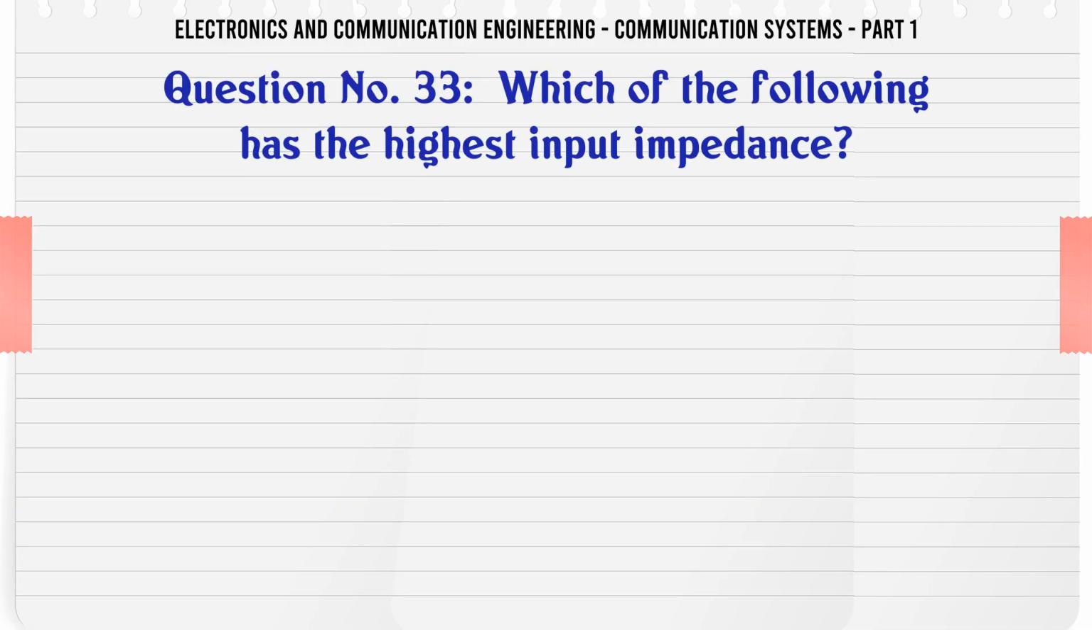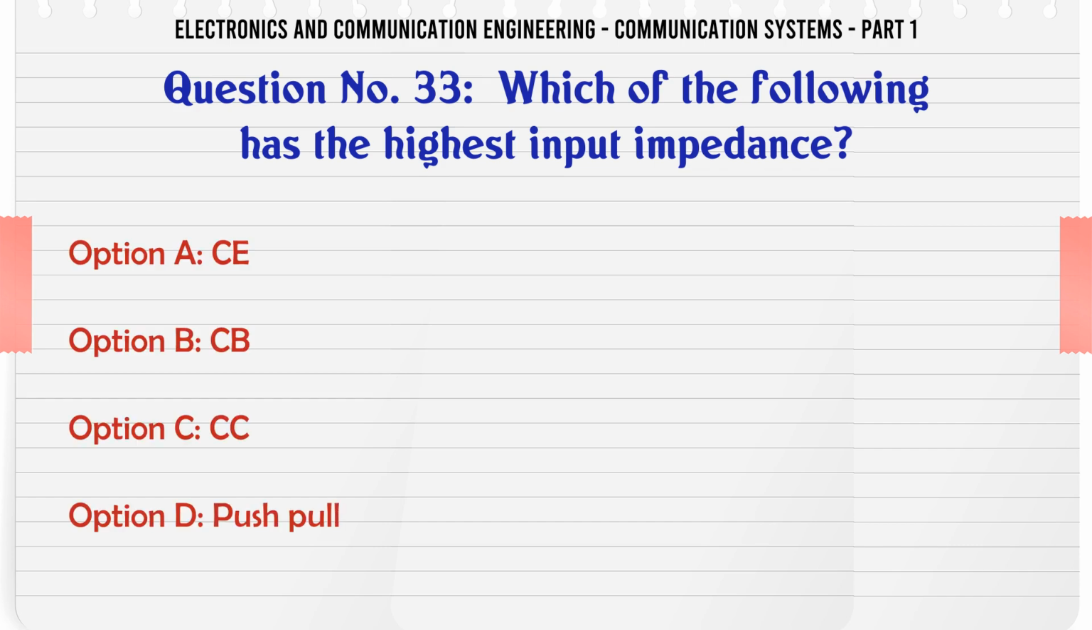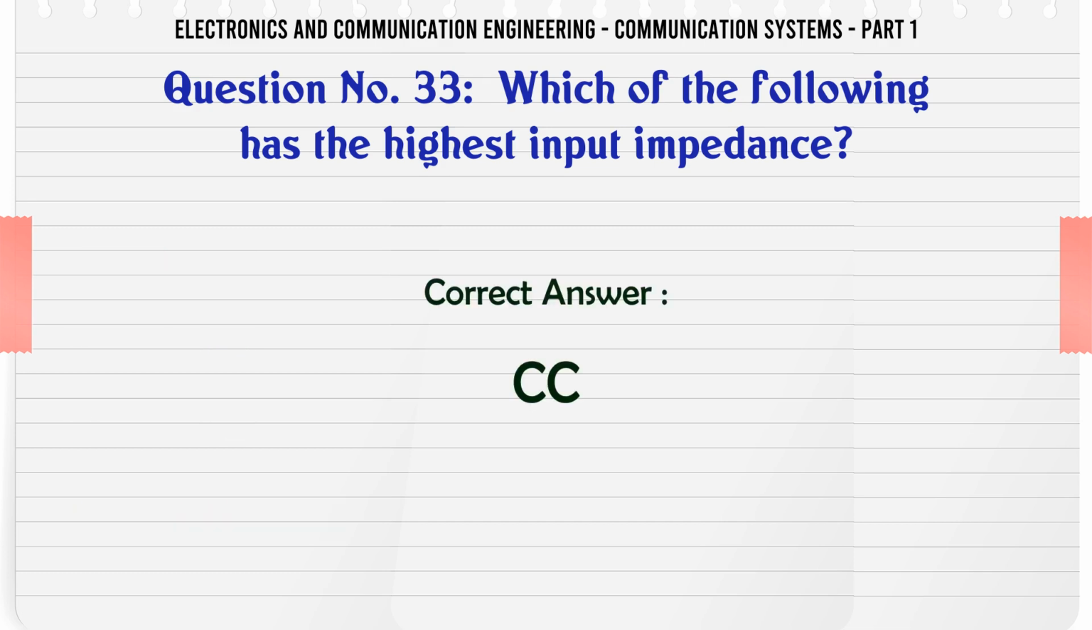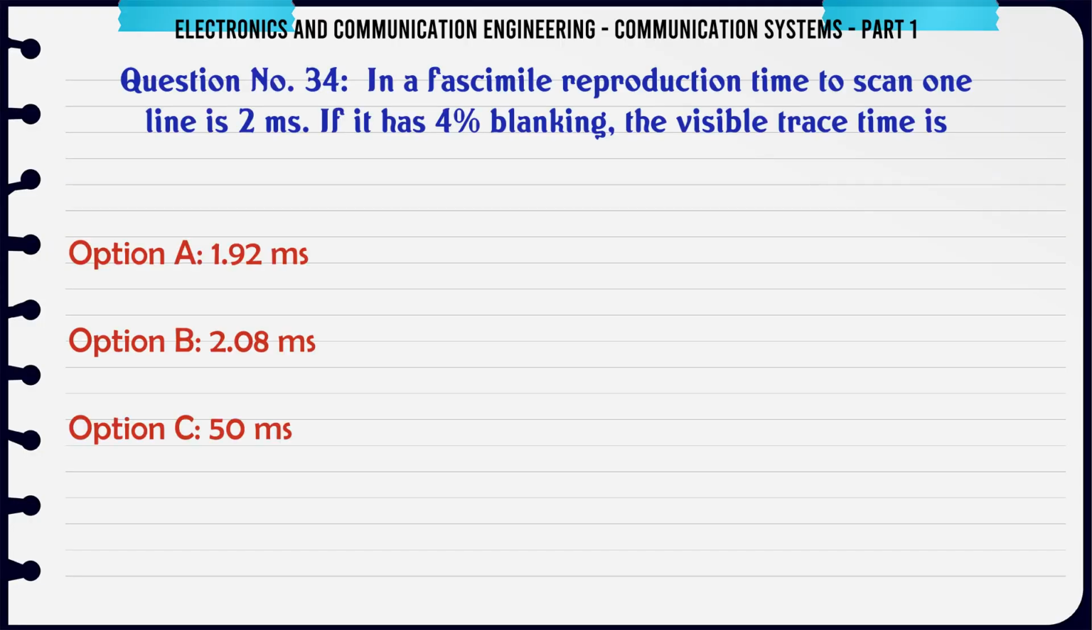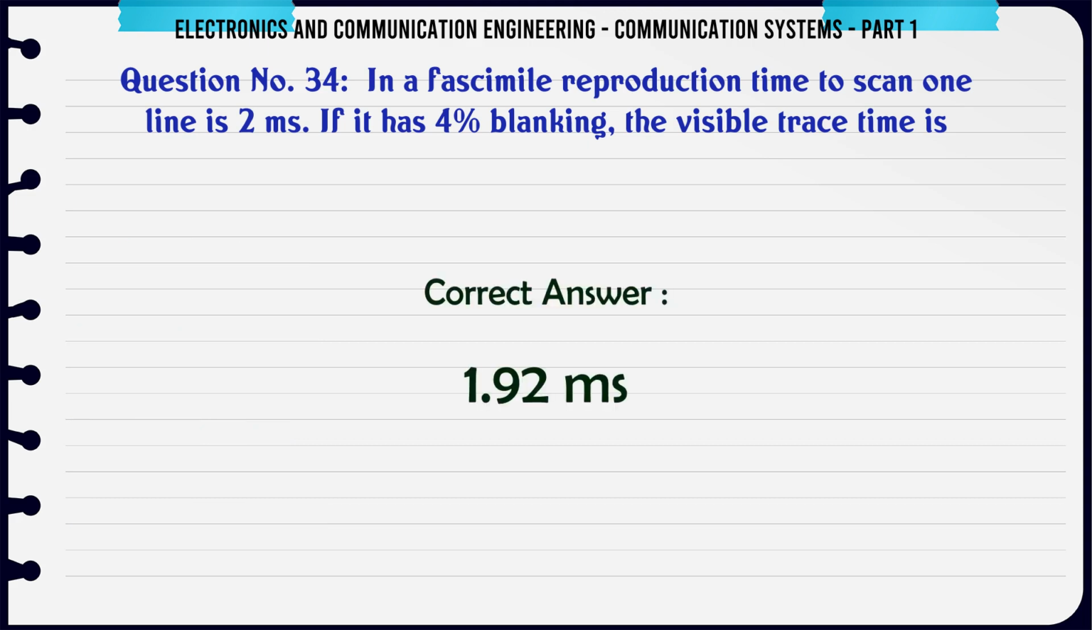Which of the following has the highest input impedance? A. CE. B. CB. C. CC. D. Push-pull. The correct answer is CC. In a facsimile reproduction, time to scan one line is 2 ms. If it has 4% blanking, the visible trace time is A. 1.92 ms. B. 2.08 ms. C. 50 ms. D. 0.08 ms. The correct answer is 1.92 ms.